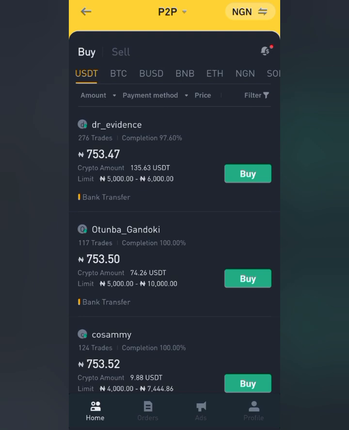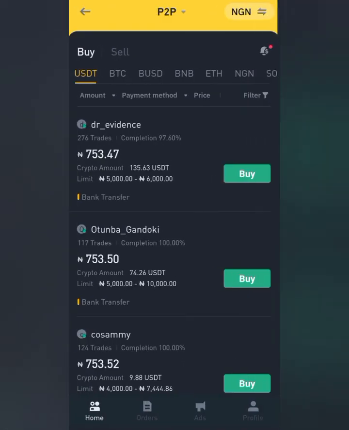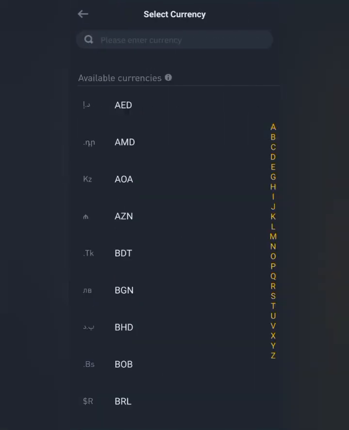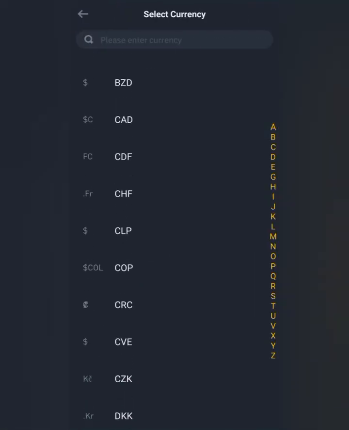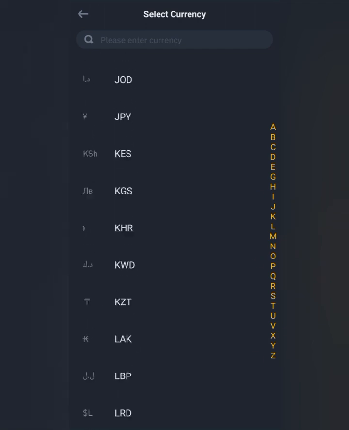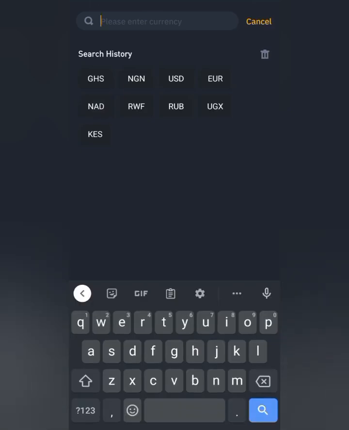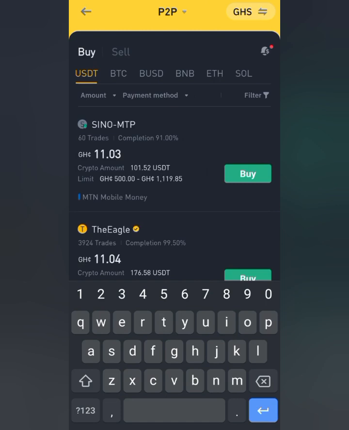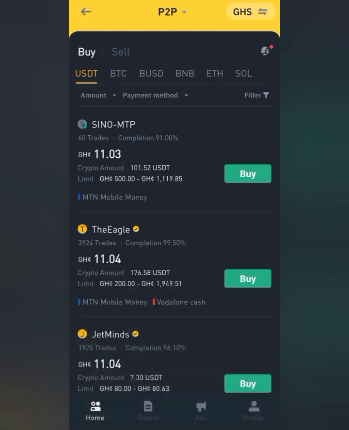If you come over here, this is NGN. If you click on this place, let me show you again so that you will see this place here. You can click on it and then it will show you where you can pick any country. You can see all these are currencies of different countries. Can you see them? So many, right? So you can just click on it and choose any currency, type it in. Like for instance, you can see this address I have visited. That's why it's showing. So you can type in GHS and it will bring it out, right? So here we are on the Ghanaian market, and there are different prices as you can see here.